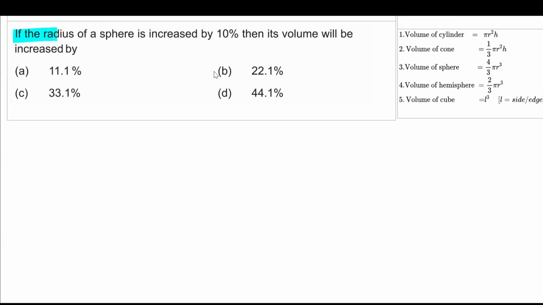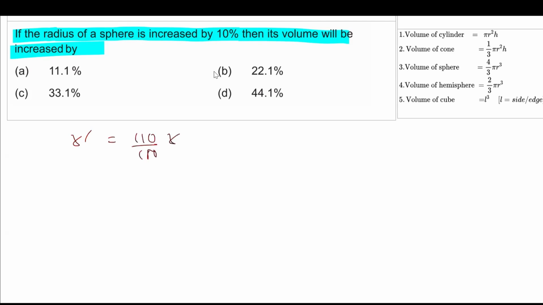This question says that if the radius of a sphere is increased by 10%, then the volume will be increased by what percent? Well, we can do it like this. Let's say I take the new radius as r dash. The new radius is 110 over 100 of the original radius. That's what it means when we say it is 10% more. So from here we can figure out that r dash over r will come out as 11 over 10.